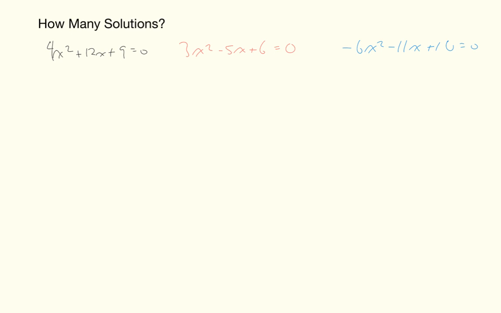We have two solutions, but we've also found that there are some that have only one solution, and some other quadratic equations that actually have no real roots. They don't actually have any real solutions.